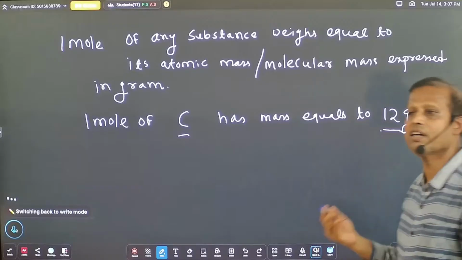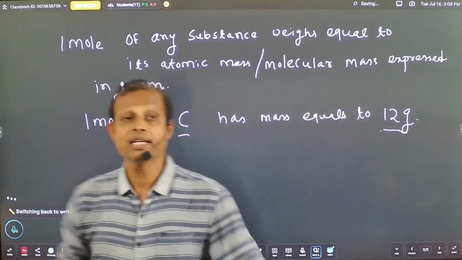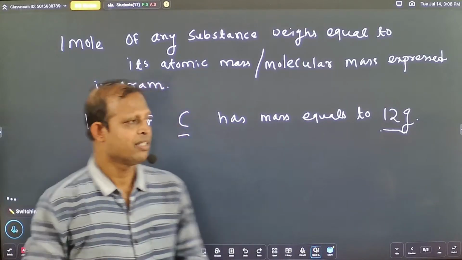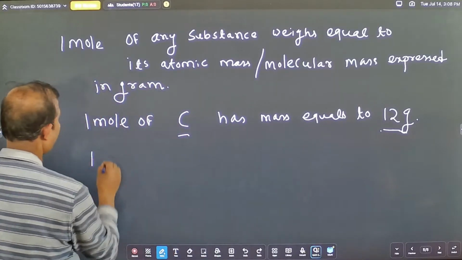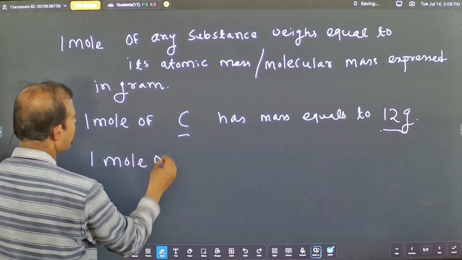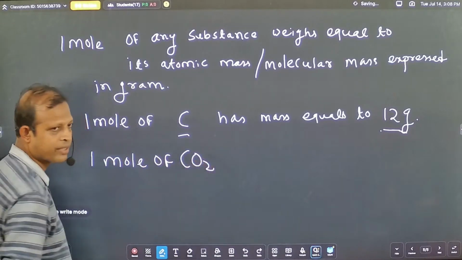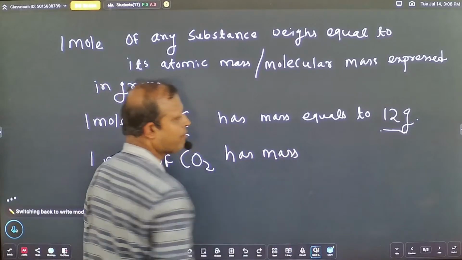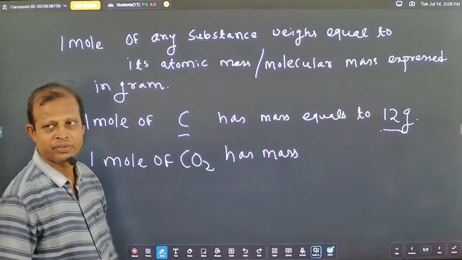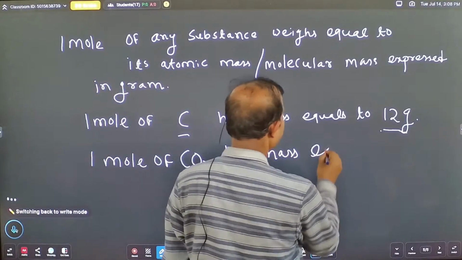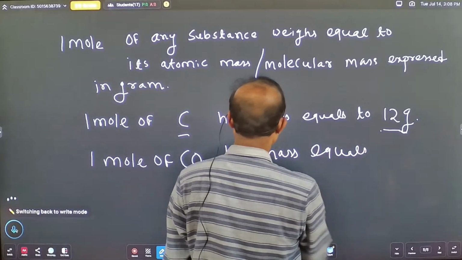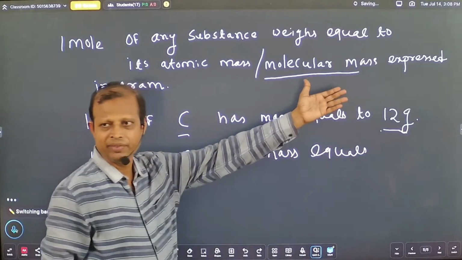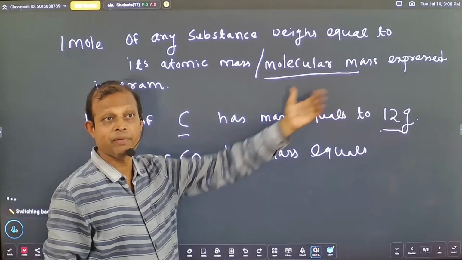But if the substance is in the form of a compound, then 1 mole of the compound, like 1 mole of carbon dioxide, has a mass equal to its molecular mass expressed in gram. So this point I have written: molecular mass expressed in gram if it is in the form of a compound.